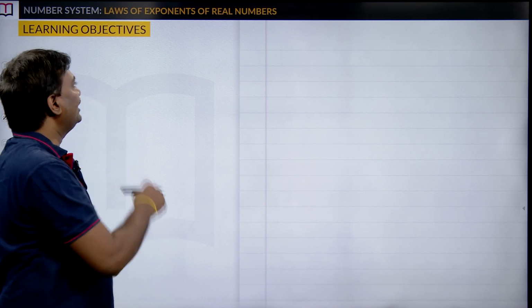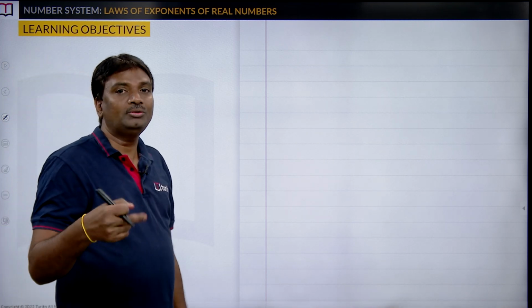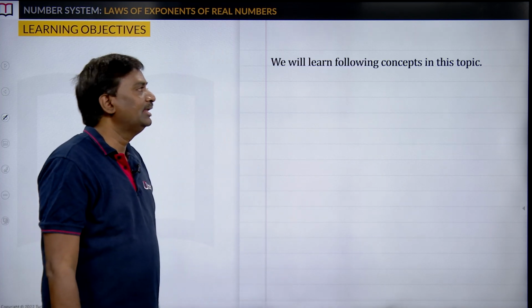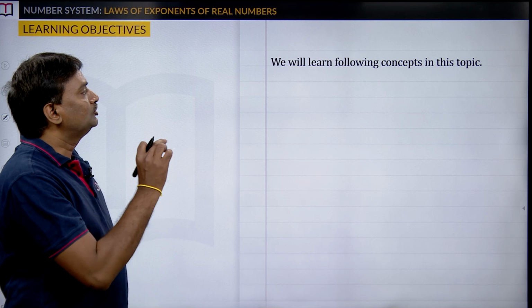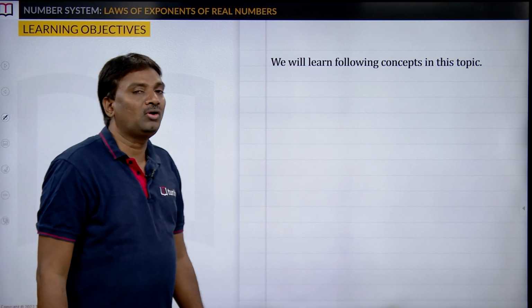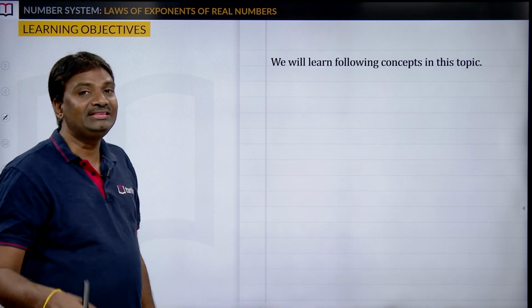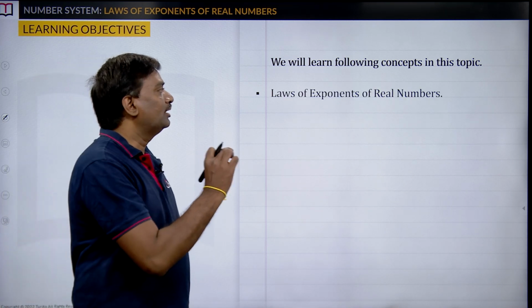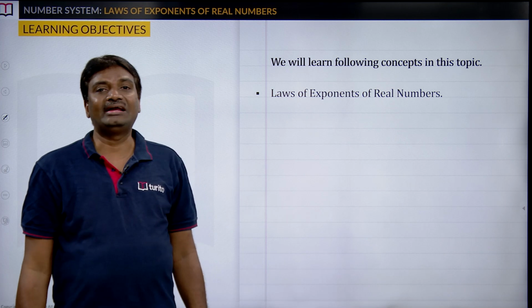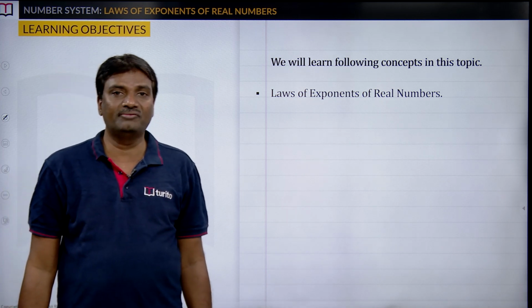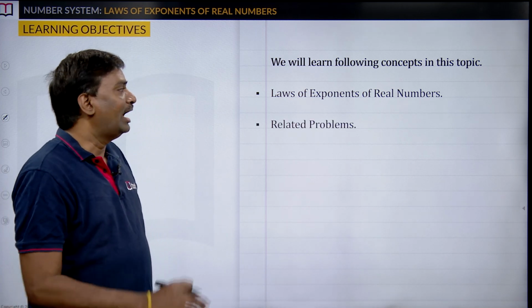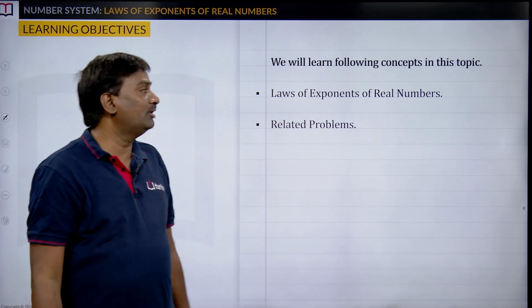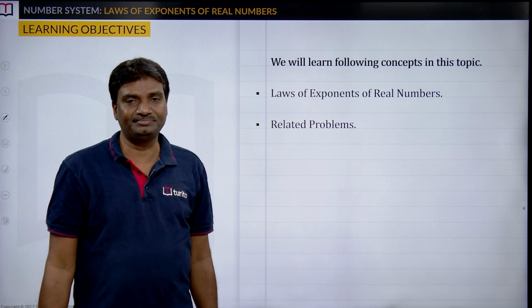Next, learning objectives, means what we are going to discuss in today's class in the chapter number system. We will learn the following concept in the chapter real numbers: laws of exponents of real numbers, and we can do some problems related to laws of exponents of real numbers.